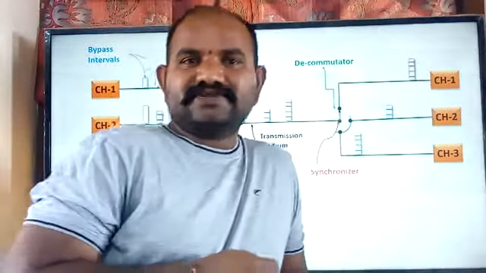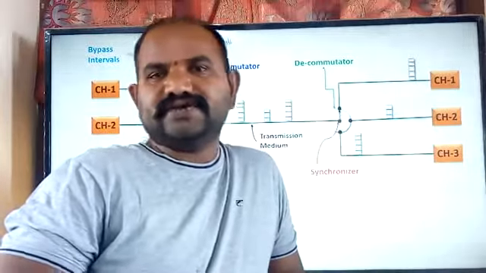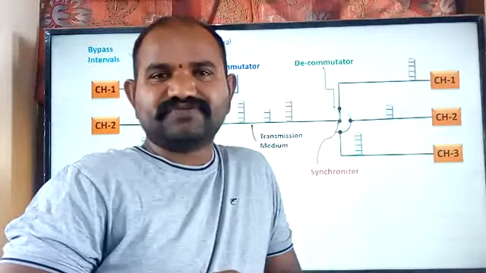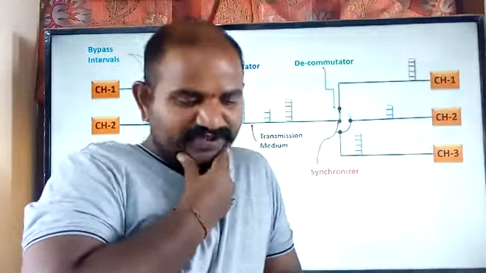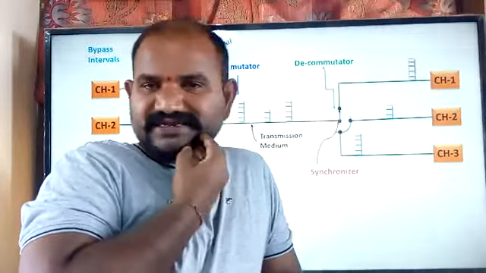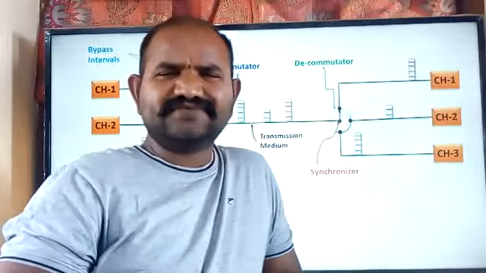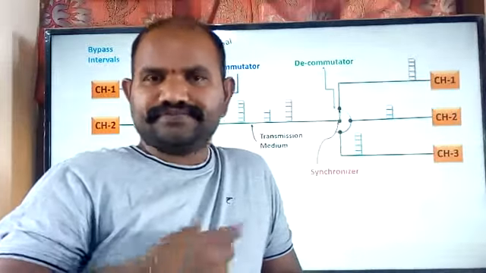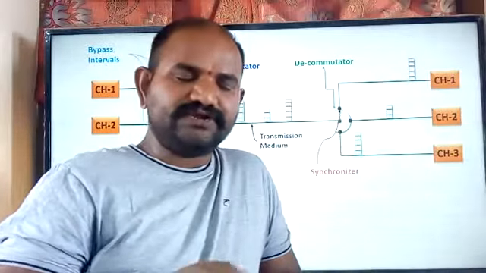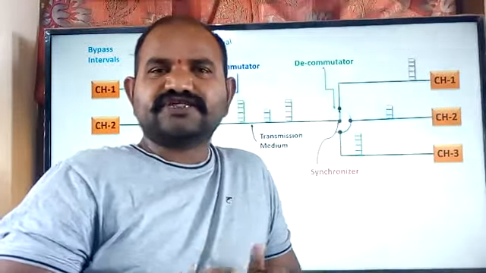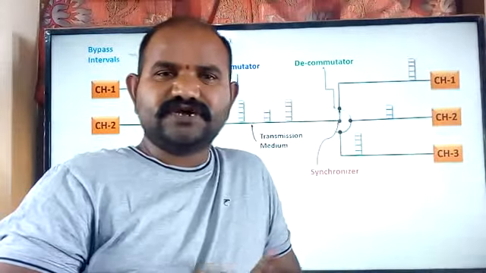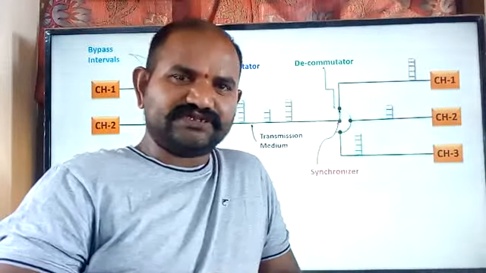In the landline telemetry system, as we have seen, there is a physical communication path between the transmitter and the receiver, meaning the measuring end and the receiving end. But in this radio frequency telemetry system, the communication path between the transmitter and the receiver is wireless communication.